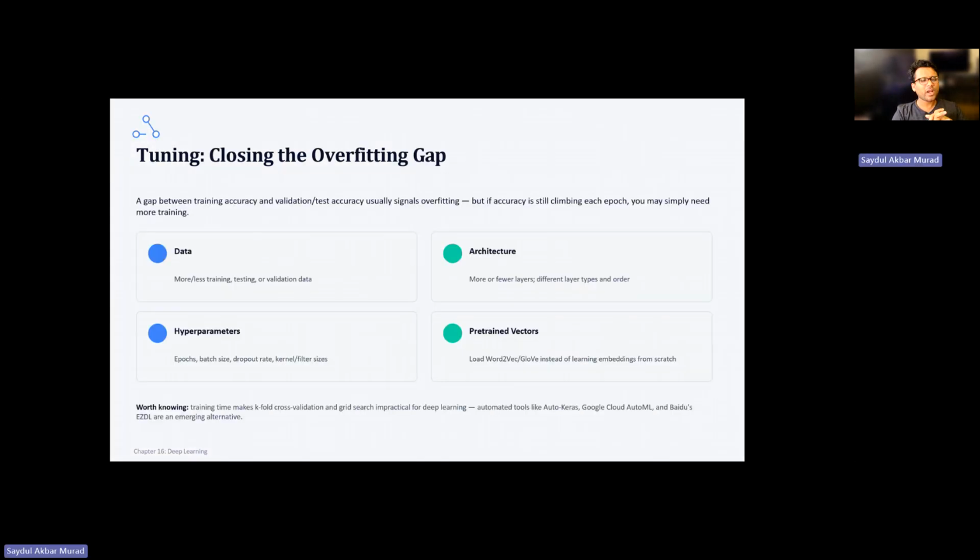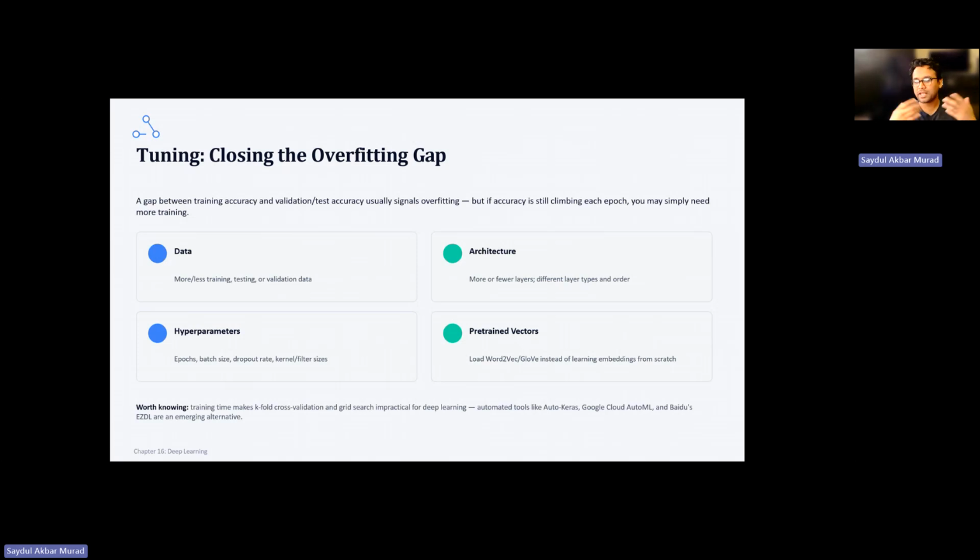Sometimes we do not get what we expect. Sometimes with the accuracy or performance that we are getting, we want more. So what can we do then? We can do fine tuning. That is called fine tuning. What is fine tuning? Where can we do the fine tuning?